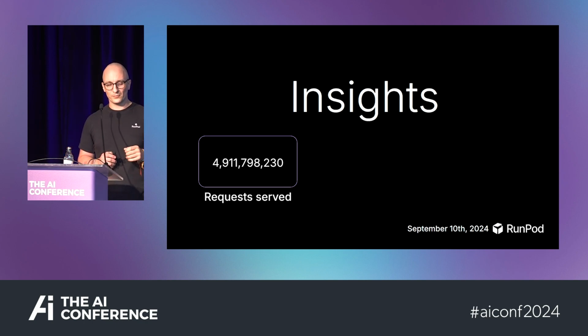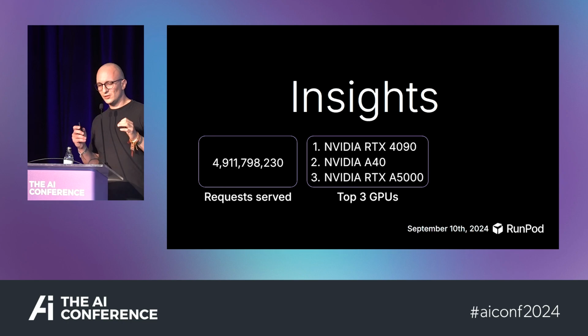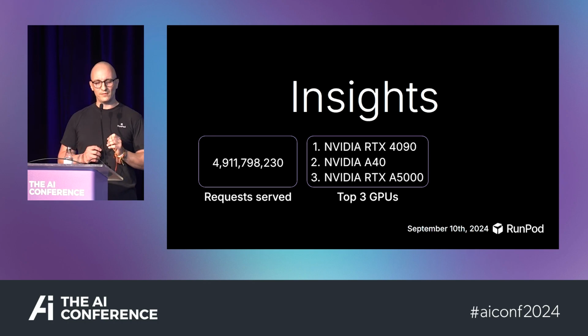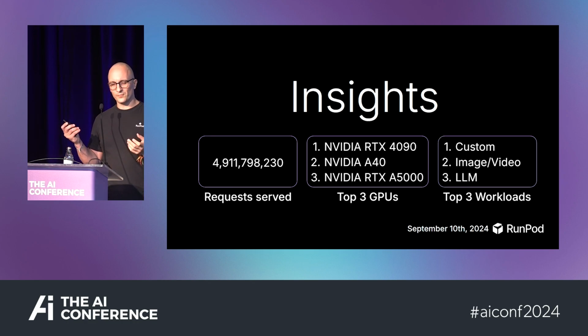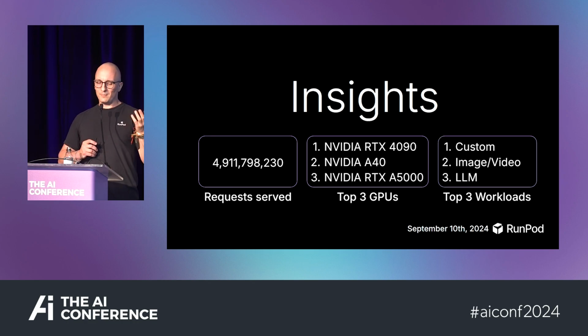The top 3 GPUs that we have on our platform are from NVIDIA, the 4090, the A40, and the A5000, because they provide a good ratio between pricing and VRAM. And the top workload is custom. Most users on RunPod are building their own Docker image because they have a specific use case that they want to solve. The second place is image and video generation, and the third place is LLMs.